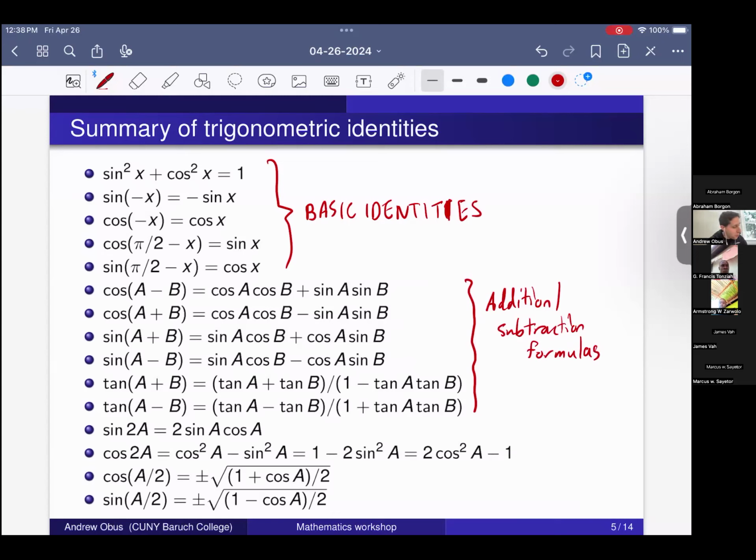And then over here, these next two are what are called the double angle formulas. And then last over here, we have what are called the half angle formulas. There is one for tangent also, which I didn't write down, but I could only put as much as we could fit on the page.